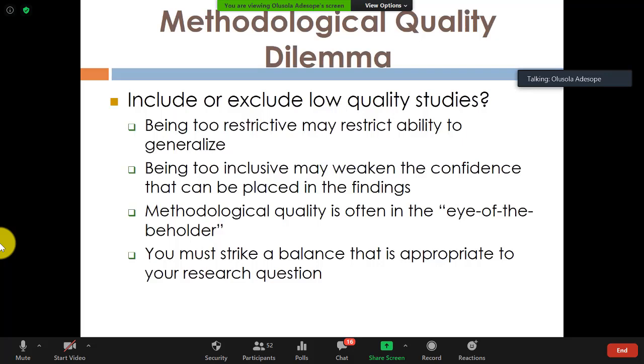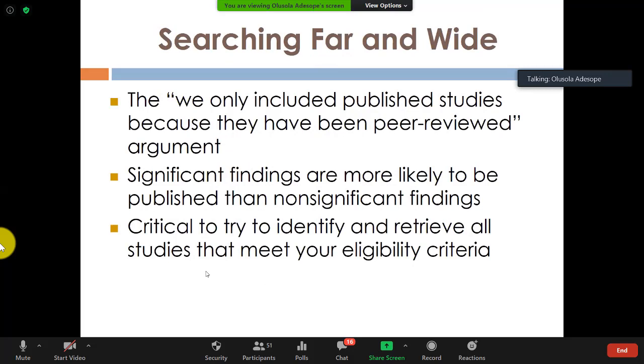You can make methodological quality a coded variable, a variable that you code for. And you code for it based on specific criteria. If a study reports this, this, and that, then it's high in methodological quality. Anyone can go in and code that and code exactly the same way as you. So again, it's something that you just have to be careful about. Don't just exclude studies because you think they might be low in quality. You need to search far and wide.